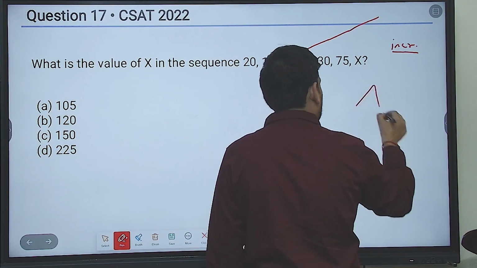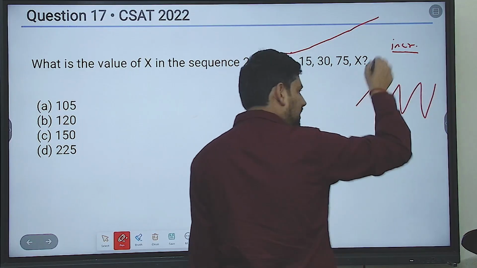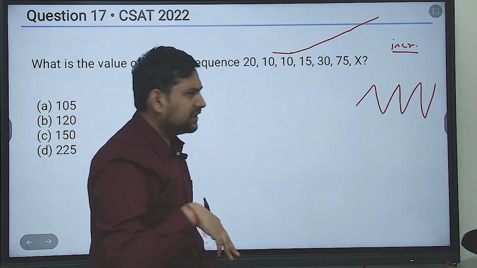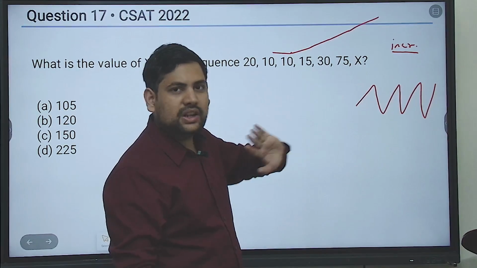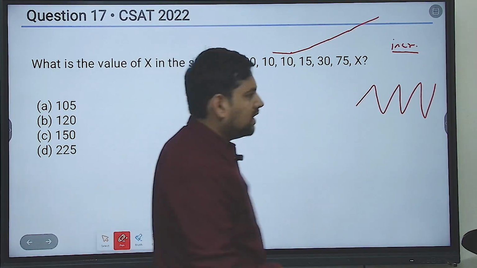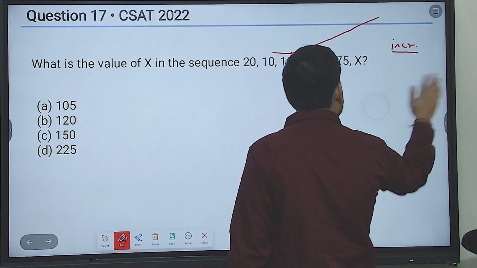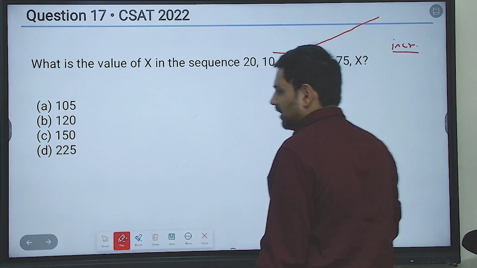Oscillating means oscillating throughout, that is, increasing then decreasing then increasing then decreasing, not like this, where for the first two terms it is decreasing then increasing. You won't have series like this. So this is considered an increasing series. You can ignore the first term to identify the type of series.